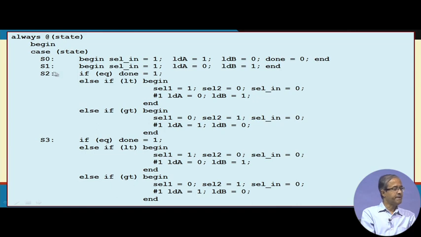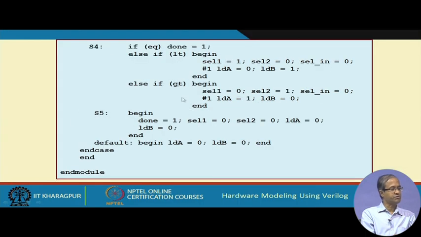And when you are in S2, S3 or S4, it is the same. You check the conditions. If it is equal, you activate the done signal, else if it is less than, then you select B in the first multiplexer and A in the second multiplexer, load B, result will go back to B. Else you select A in the first multiplexer, B in the second multiplexer, subtractor, you activate load A, result will go back to A. Similarly, S3 is the same, and in the same way S4 is also the same.